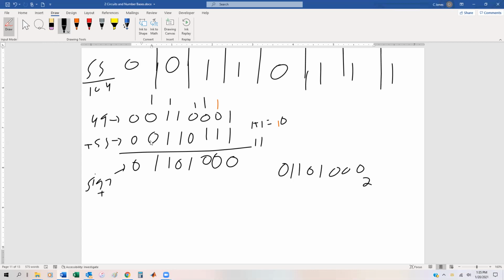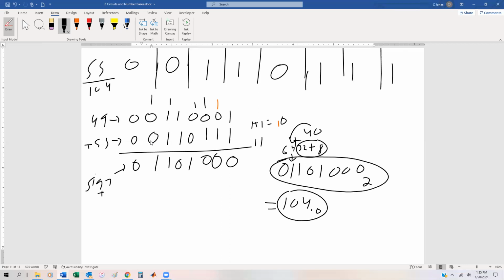So we know that this is 64, this is 32, and then we have 8. So if we add 64 plus 32 plus 8, that should give us 104. We know 32 and 8 is 40. 40 and 64 is 104, excuse me. All right, so it seems like the process works, and undoubtedly it does.